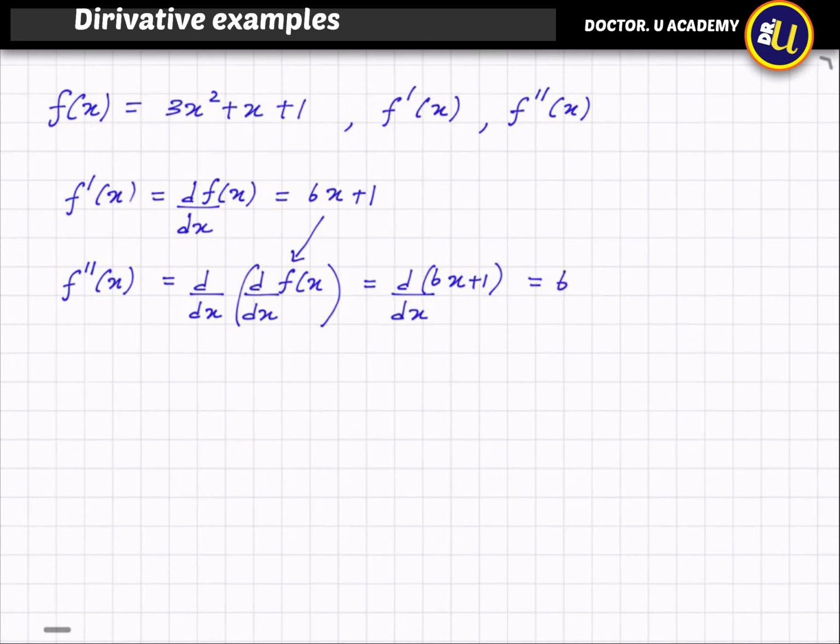Now if you want to find f dash 1, so you know f dash you have already here. So f dash 1 would be f dash x evaluated at x is equal to 1. So that is equal to 6 times 1 plus 1. So it's going to be 7. Okay, so that's how you do that.